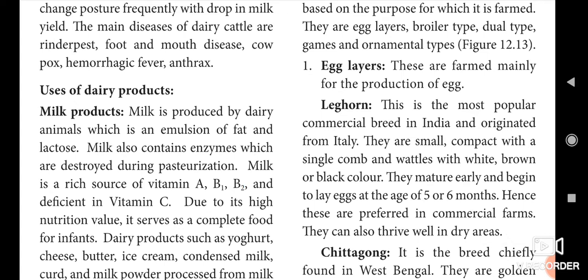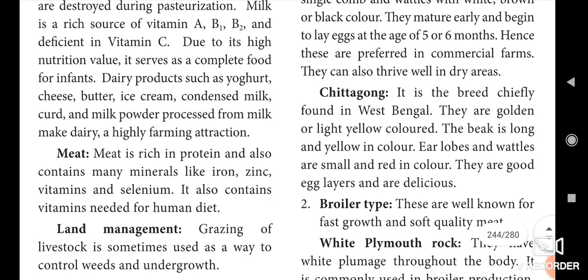Then the next one, Chittagong. It is a breed chiefly found in West Bengal. It is also an egg layer type. They are golden or light yellow in color, but the Leghorn is white in color.